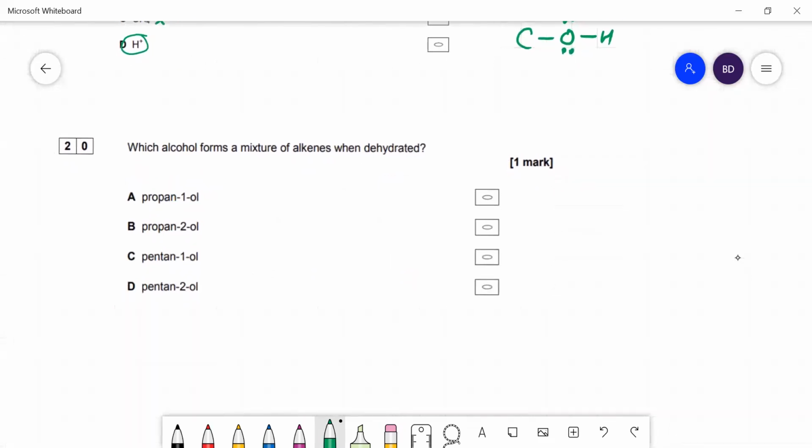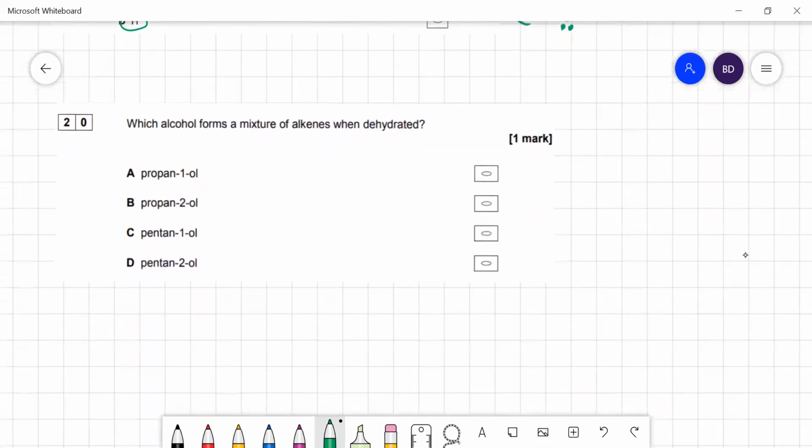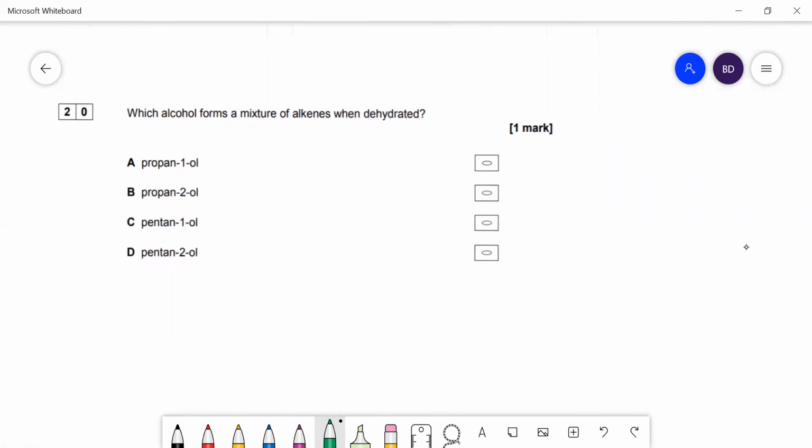2. Which alcohol forms a mixture of alkenes when dehydrated? Right, let's have a look at that. Let's do propan-1-ol. Propan-1-ol is like that. Now, when you dehydrate an alcohol, you remove the OH and the hydrogen from the carbon next door. It's only got 1 carbon next door, so it can only form a double bond there, only form 1 product, so it's not that.